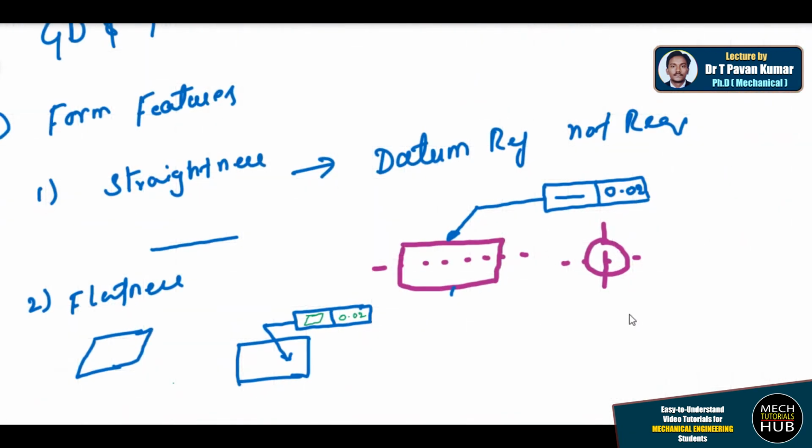And the next form feature, number 3, is circularity. Again, for that I will draw a simple sketch, maybe a cylinder. Let us imagine that this is a cylinder's front view and this is the side view. I will place an axis line over here.